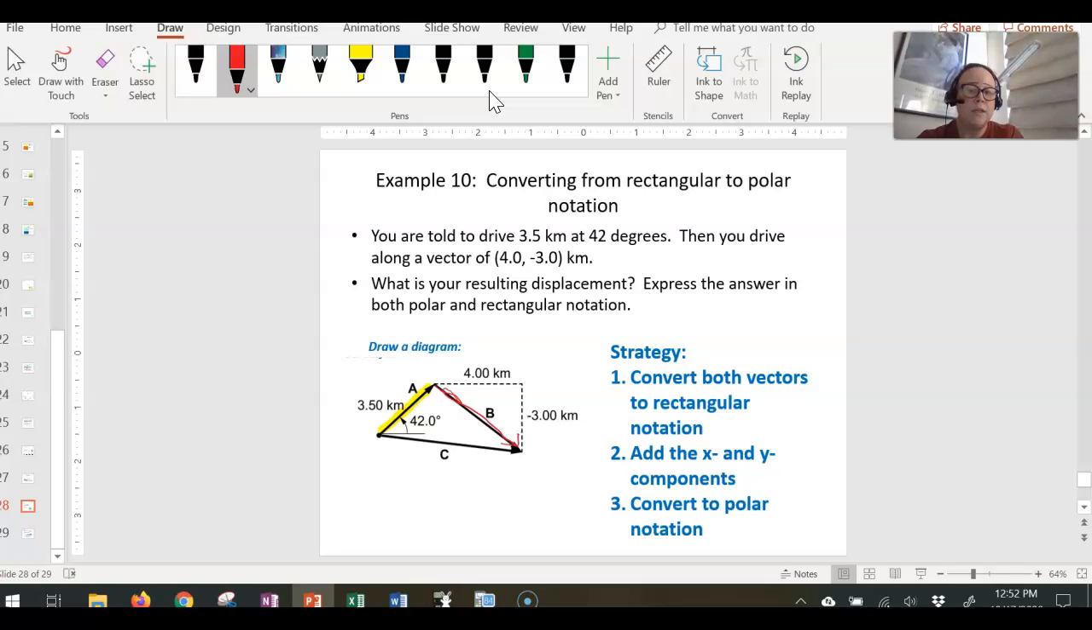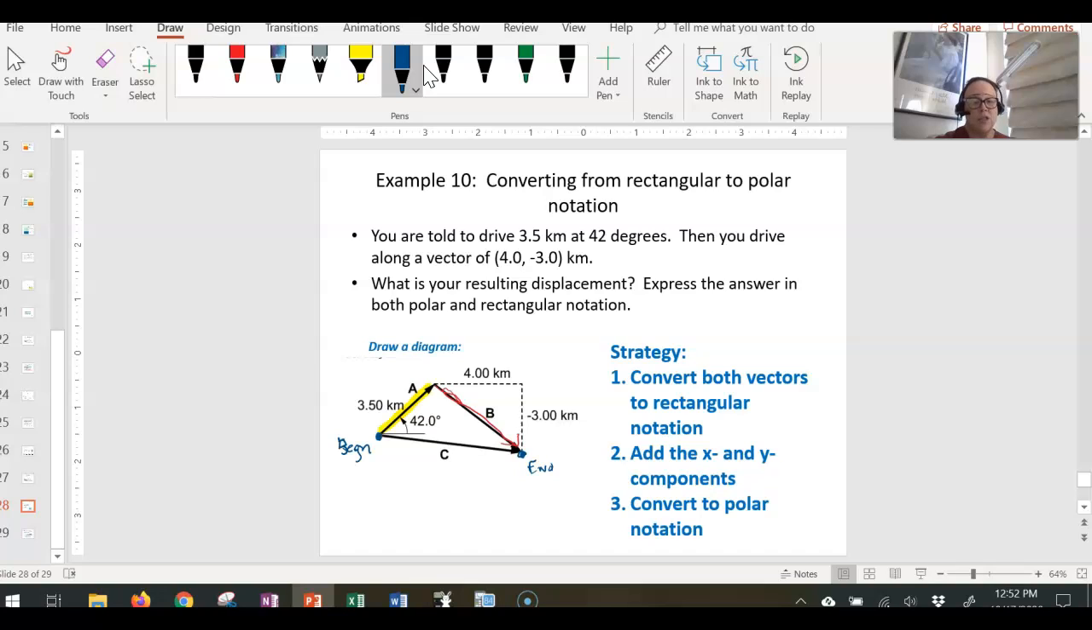So you started here at the end of A, that's where you began your journey, and you end over here at the tip of B. That's where the journey ended. So this vector, which I've labeled C, shows the sum of A and B. And we want to add them, and then we want to convert the answer to polar notation.